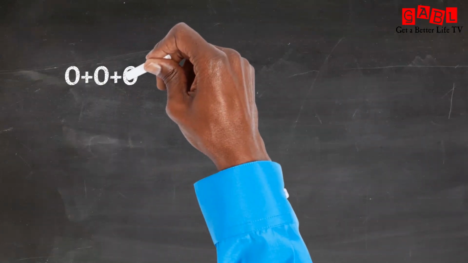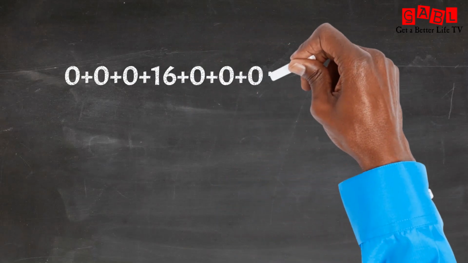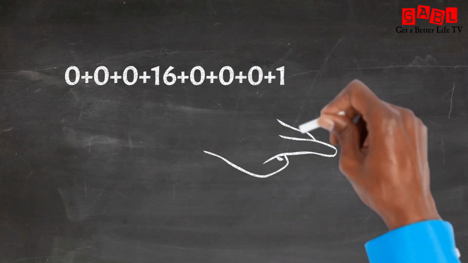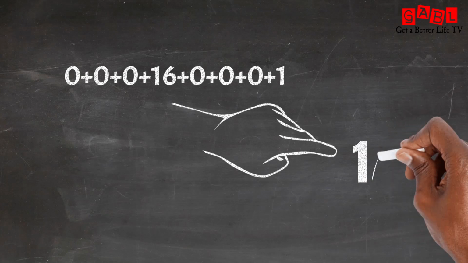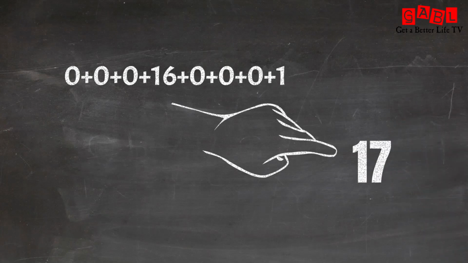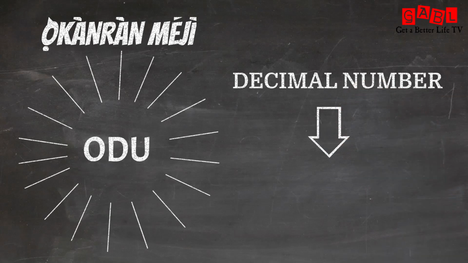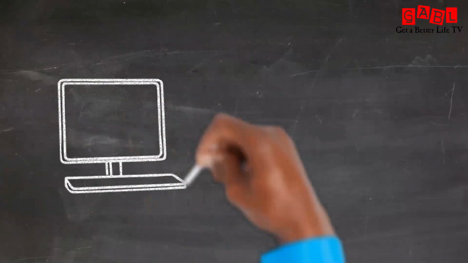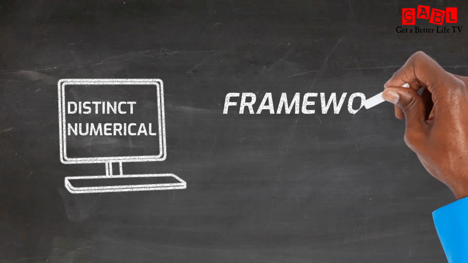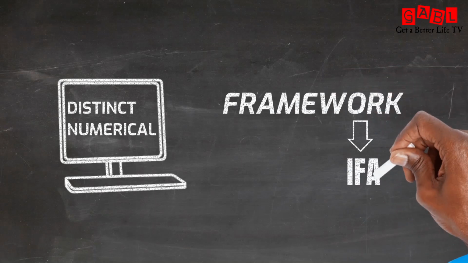This calculates to 0 plus 0 plus 0 plus 16 plus 0 plus 0 plus 0 plus 1, which sums up to 17. So, Okanran Meji, the Odu of voice and overcoming obstacles, corresponds to the decimal number 17. This distinct numerical identity clearly places it within the structured framework of Ifa.